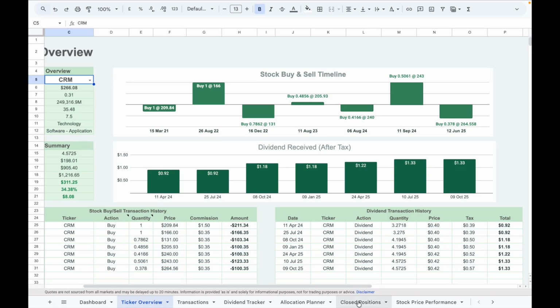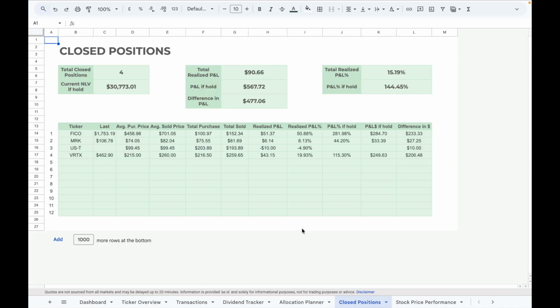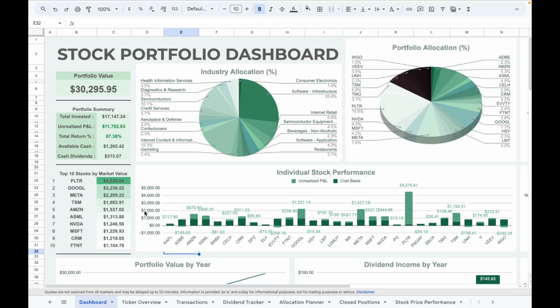If you want to review stocks you have fully closed, go to the close position tab. This tab provides an overview of stocks that are no longer in your portfolio, showing the total realized P&L percentage, and the hypothetical P&L if you had continued holding the position until today. Now let's move on to the dashboard tab for an overall portfolio overview.